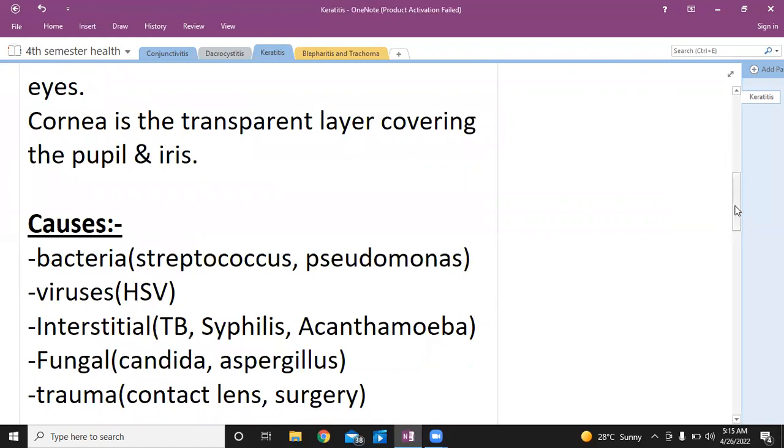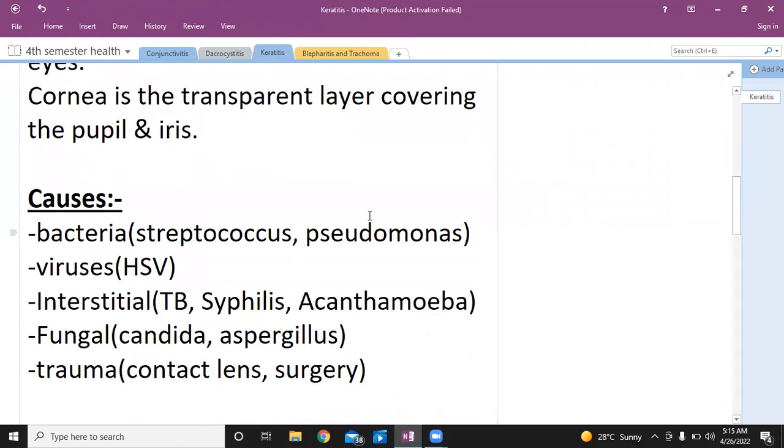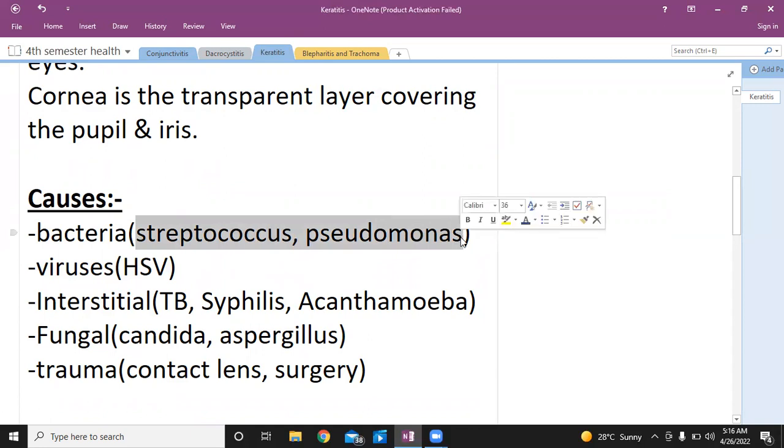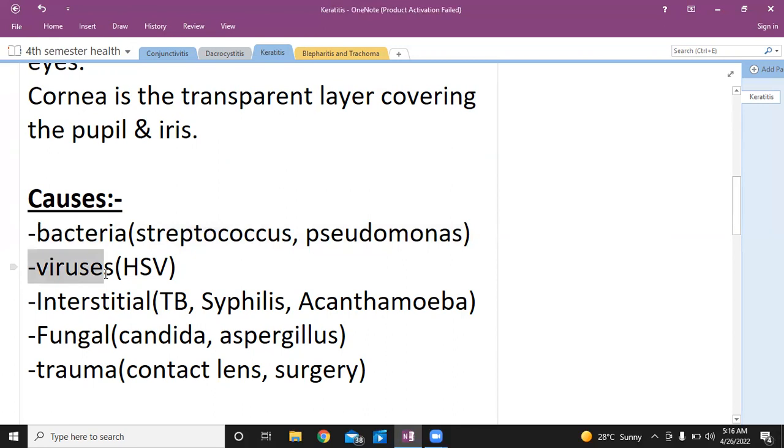Talking about the causes, depending upon the cause, there are a number of keratitises, and there may be bacterial keratitis. Some of the bacteria that are specially known to cause bacterial keratitis include Streptococcus, Pseudomonas, and Staphylococcus. We are not going to talk about all of it, but just for your information, these are very common bacteria which cause bacterial keratitis.